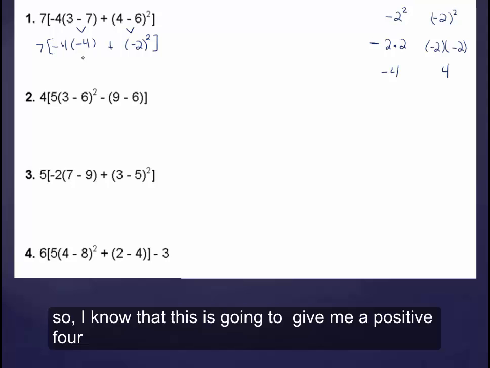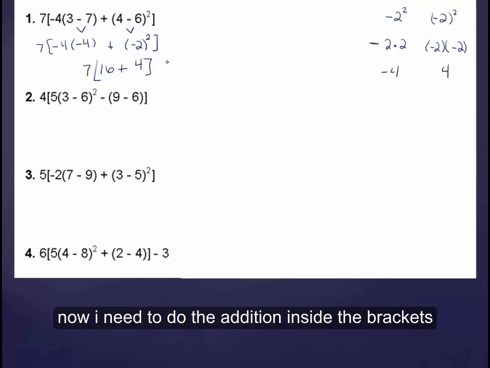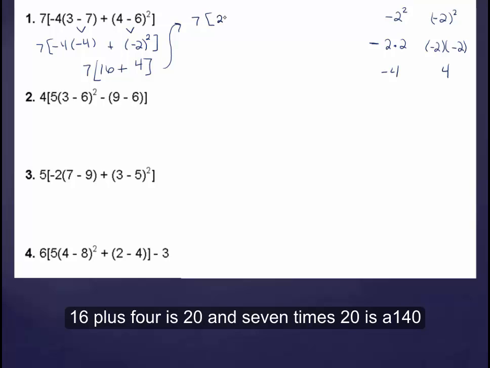Okay, so I know that this is going to give me a positive 4. Negative 4 and negative 4 is positive 16. Now I need to do the addition inside the brackets. 16 plus 4 is 20, and 7 times 20 is 140.